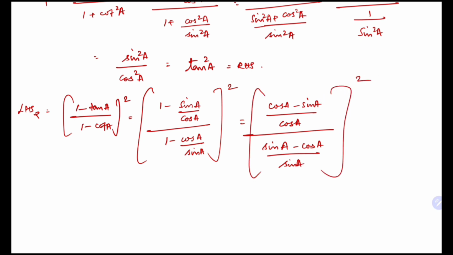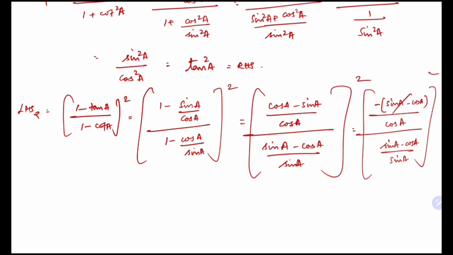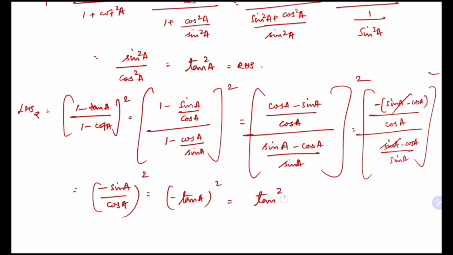By seeing the numerator of both the terms, only a minus is common. We can write this as minus of (sin A minus cos A) divided by cos A, the whole divided by (sin A minus cos A) by sin A, the whole square. So we can cancel the numerators. We get (minus sin A by cos A) the whole square, which is equal to (minus tan A) the whole square, which we receive as tan square A, which is our RHS. Hence proved.